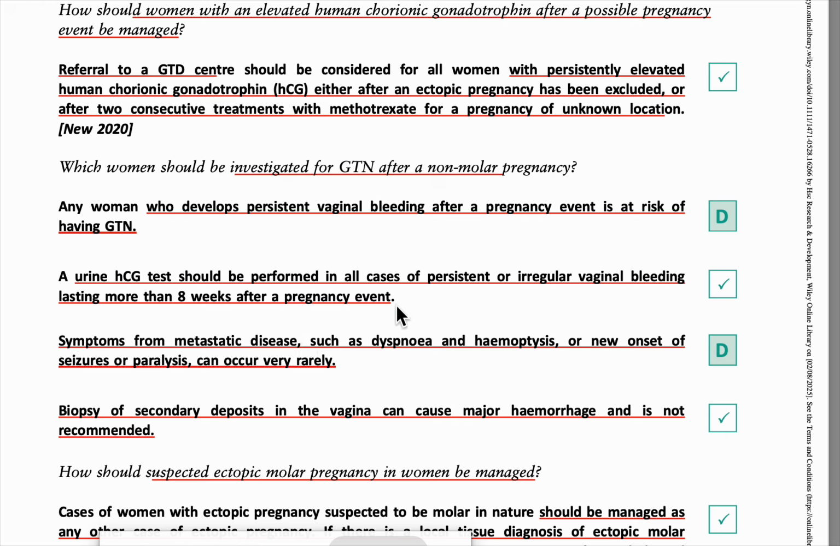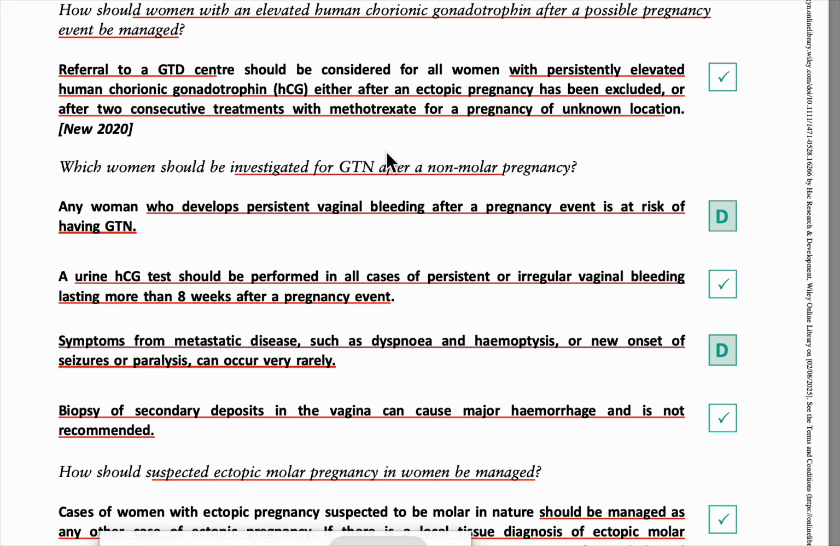He is asking what the symptoms will be if this disease is metastatic, meaning metastasis. GTN means she starts to have malignant changes. So what are the symptoms? She can have dyspnea, she can cough up blood, hemoptysis, or she has a new onset of seizure, or she is having paralysis. These are very rare symptoms she can have. These are the symptoms of metastatic disease of GTN.